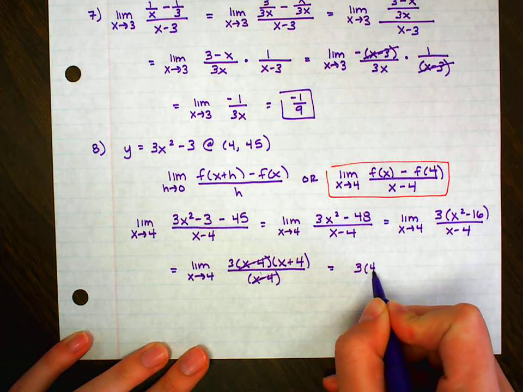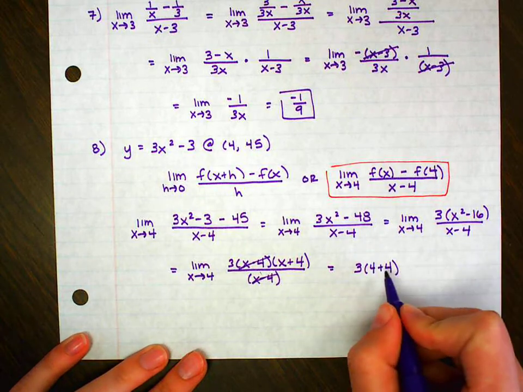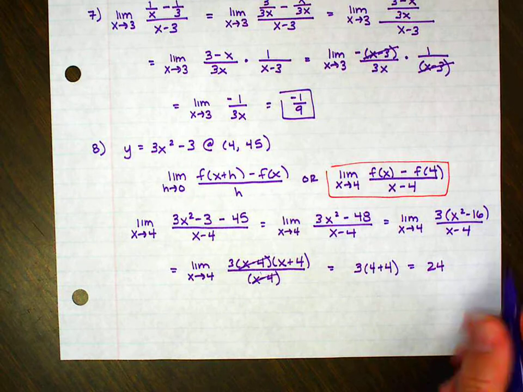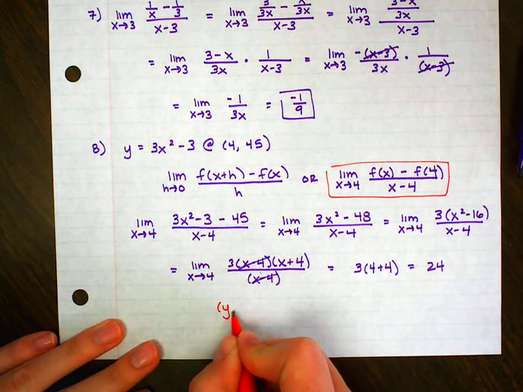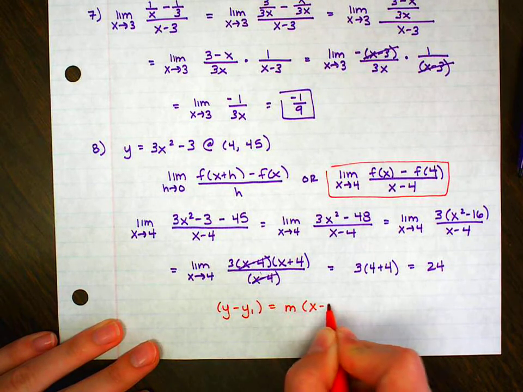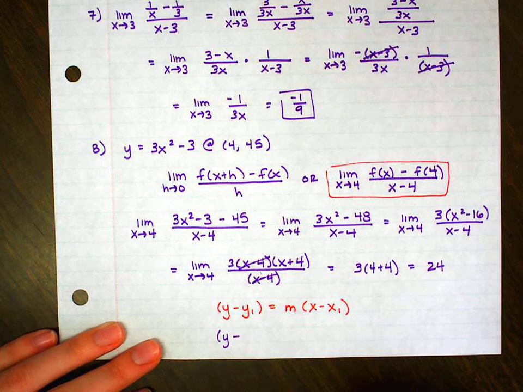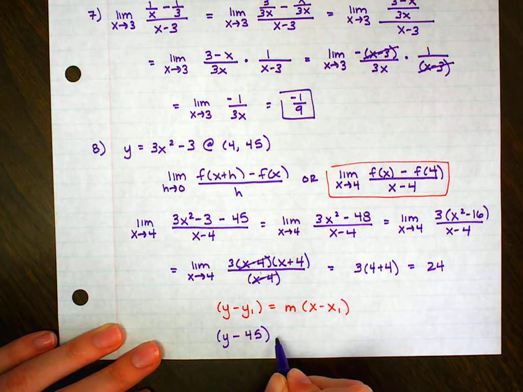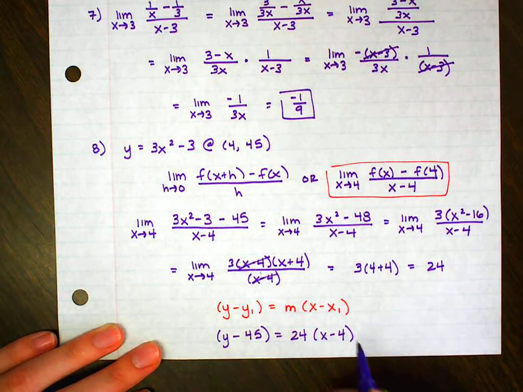Set 3 times 4 plus 4, which is 8, times 3, which is 24. So that's my slope. Remember, when I'm going to find the equation of a tangent line, I'm going to use my point slope form. So y minus y1 equals the slope times x minus the x coordinate of my point. My y coordinate is 45, my slope is 24, and my x coordinate is 4. You're going to leave it just like that.